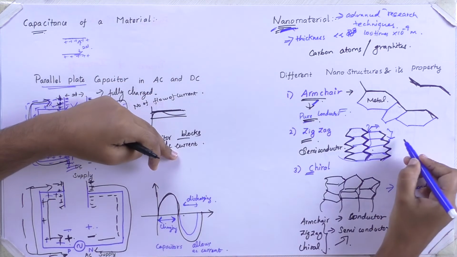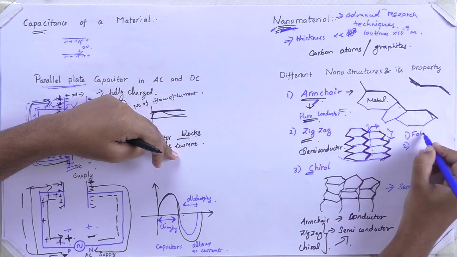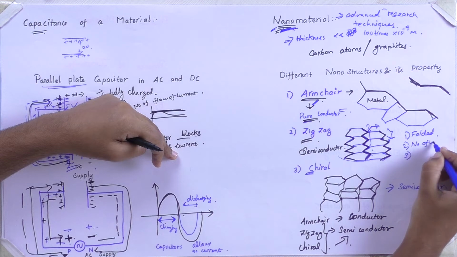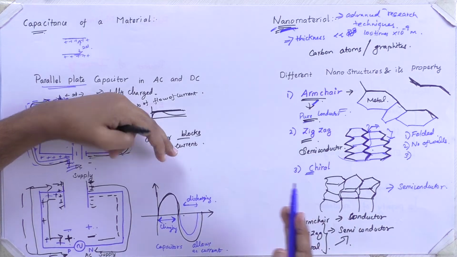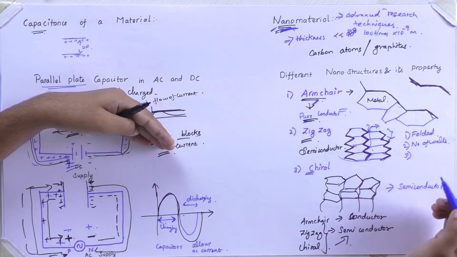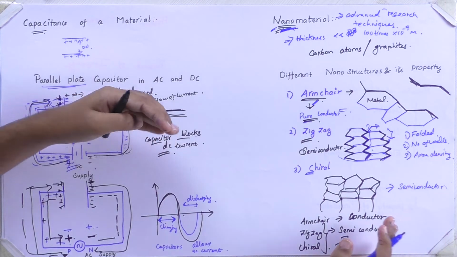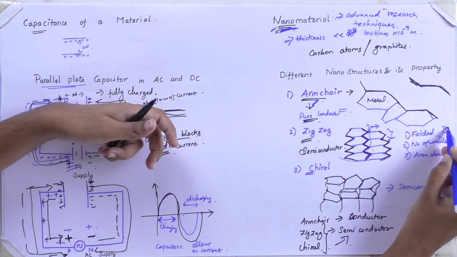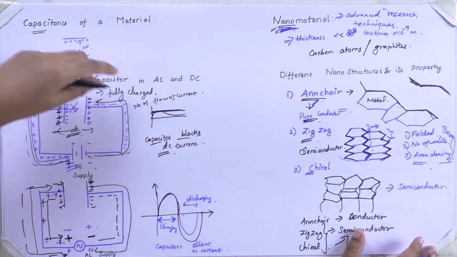So the conductivity of the material depends, first, on the folded structure. Then it depends on the number of layers, that is, how much coating is done. And another one is area density, where we consider the cross-sectional area of the material. Based on these three things, the conductivity of the material changes, whether it increases or decreases. That's all, this is the electrical property of a nanomaterial.